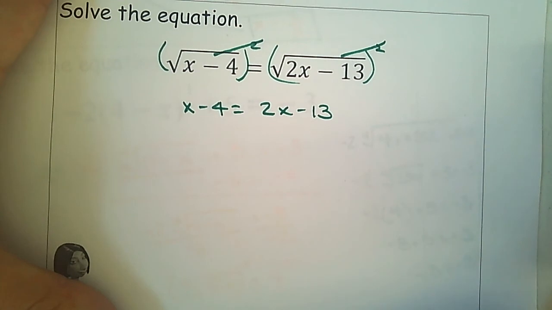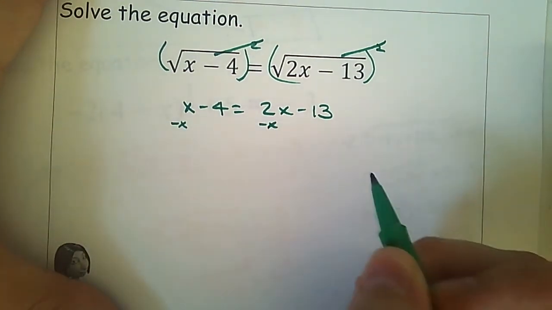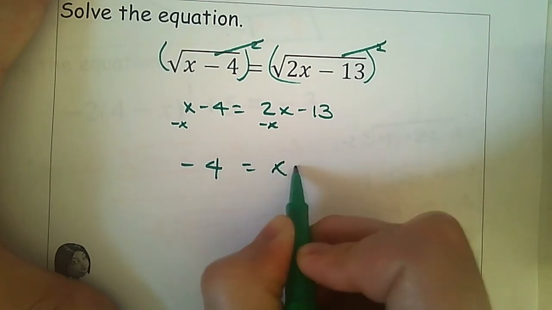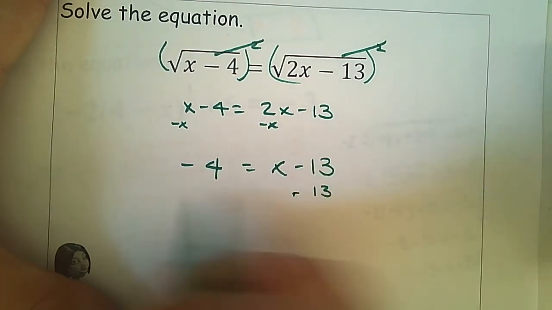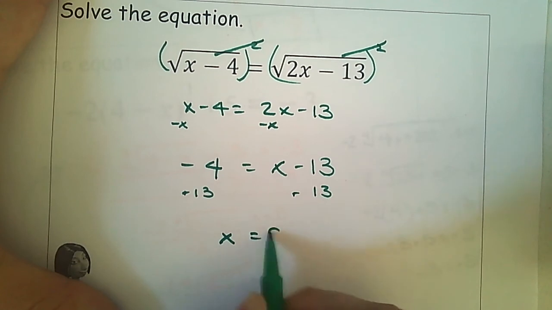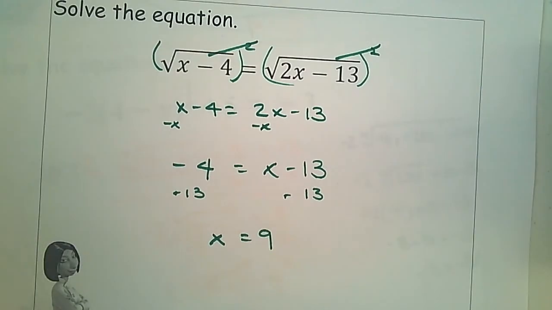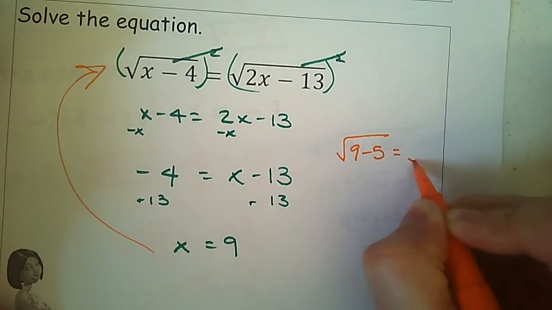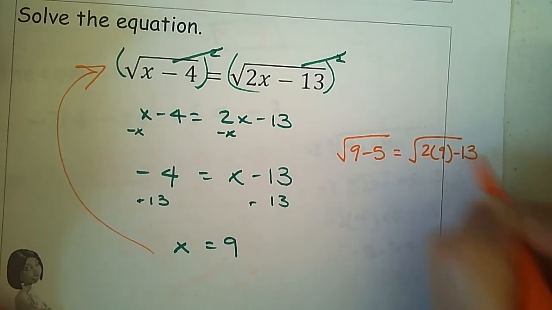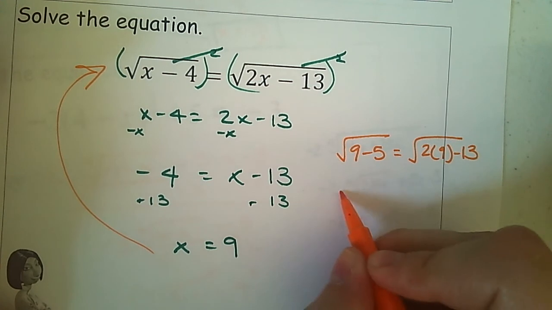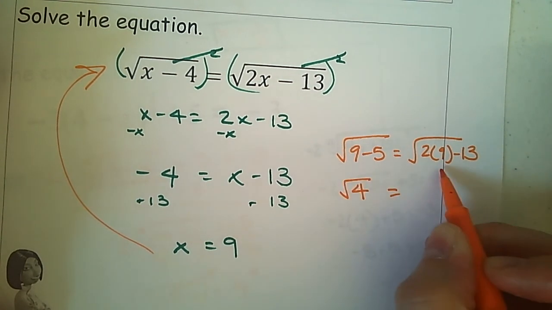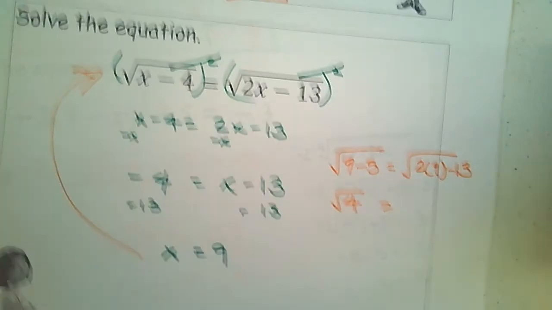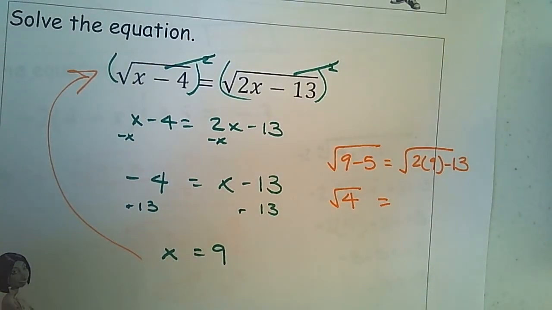Let's go ahead and solve for x. It looks like we're going to get x equals 9 as a potential answer. Again, though, we need to make sure we check it. So I'm going to plug that back into our original equation. 9 minus 5 gives me 4. 2 times 9 gives me 18. Minus 13 looks like it gives me 5, actually.